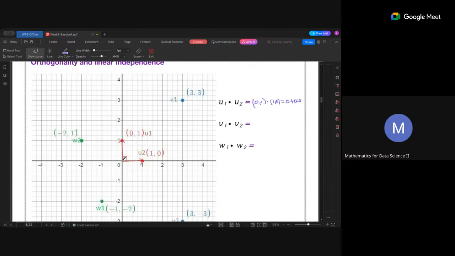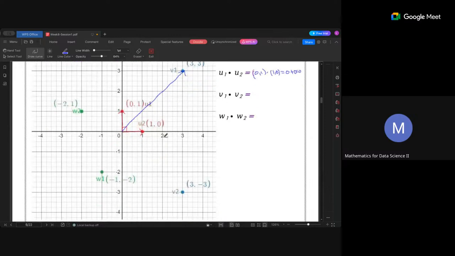The next thing you see is that you have V1 and V2. V1 is this, and V2 is this. Now what is the angle between these two vectors? 90 degrees. Now what is V1 dot V2? 0. Again, you see 9 minus 9 is 0.